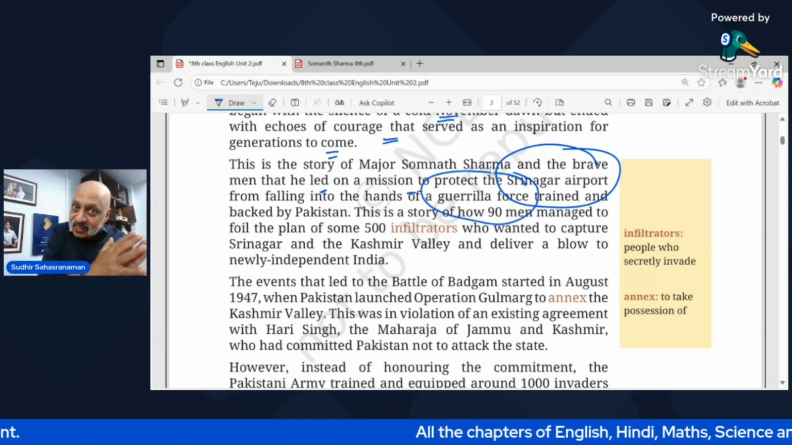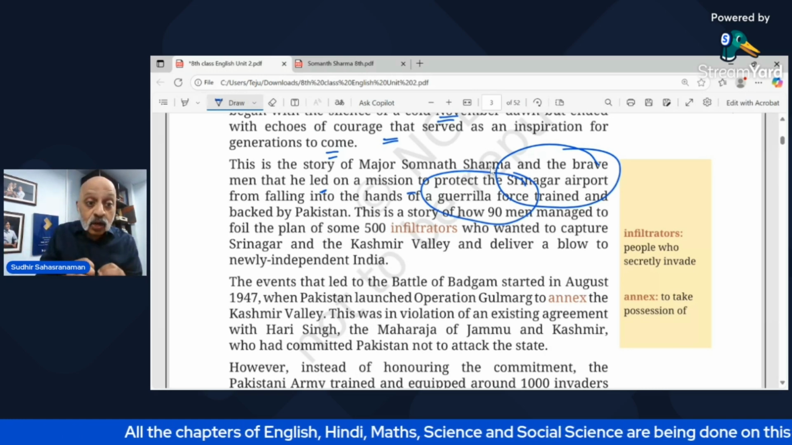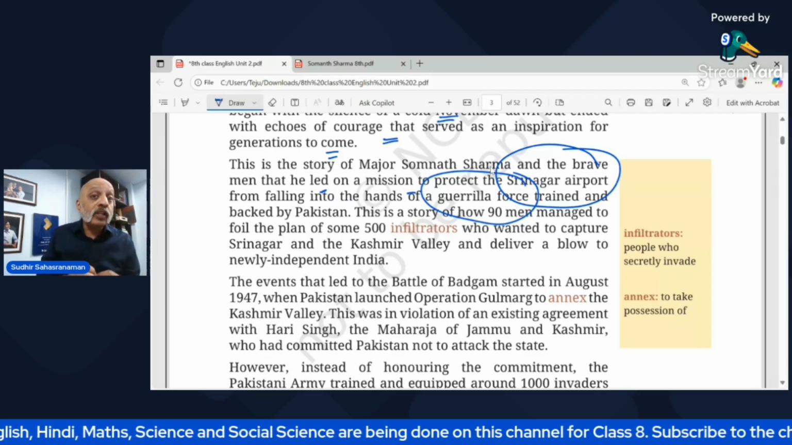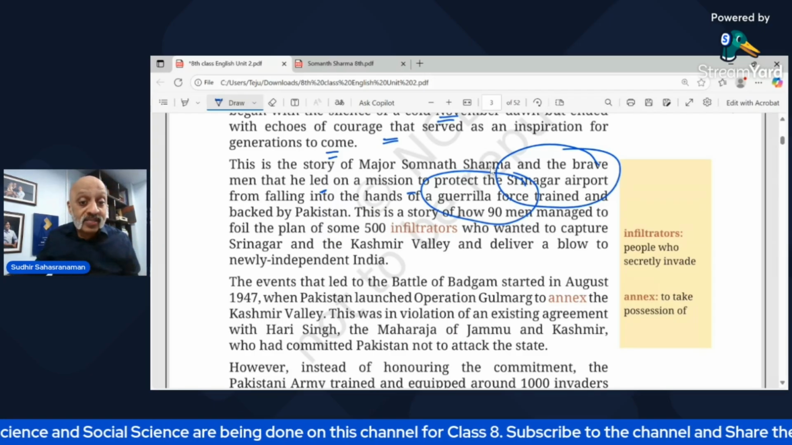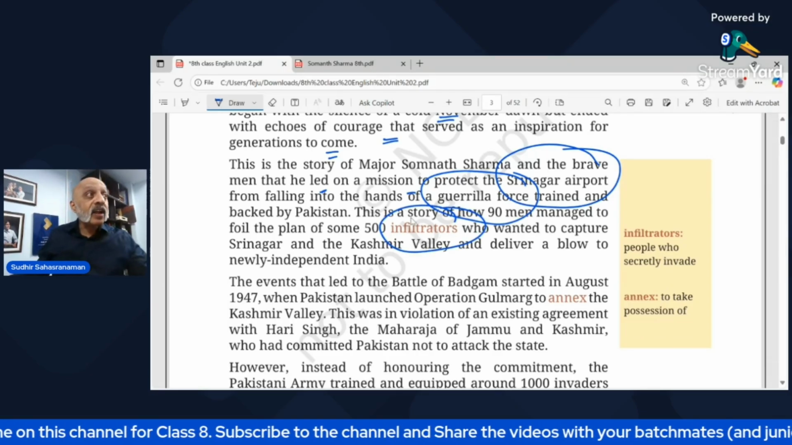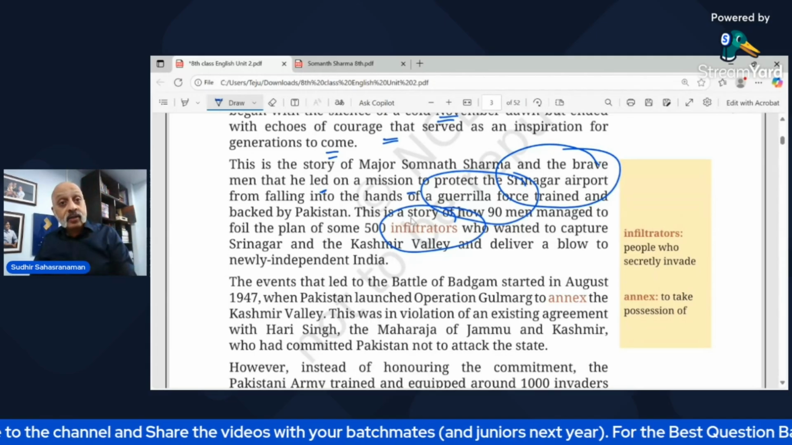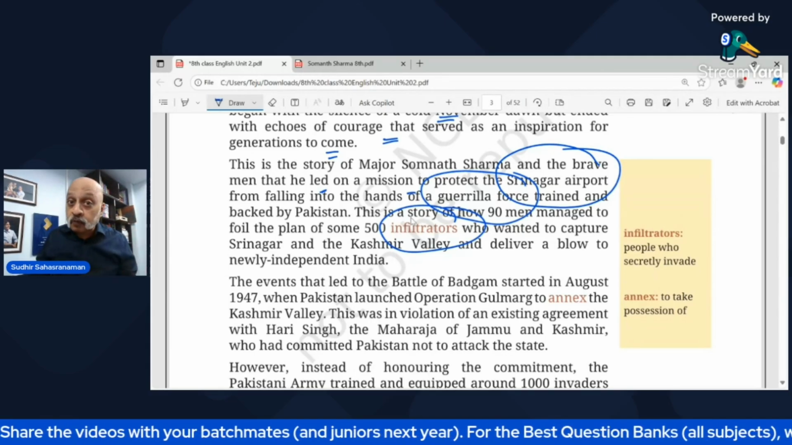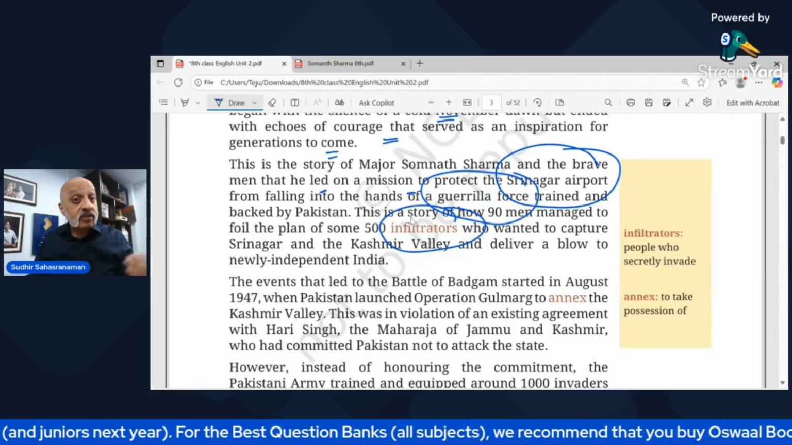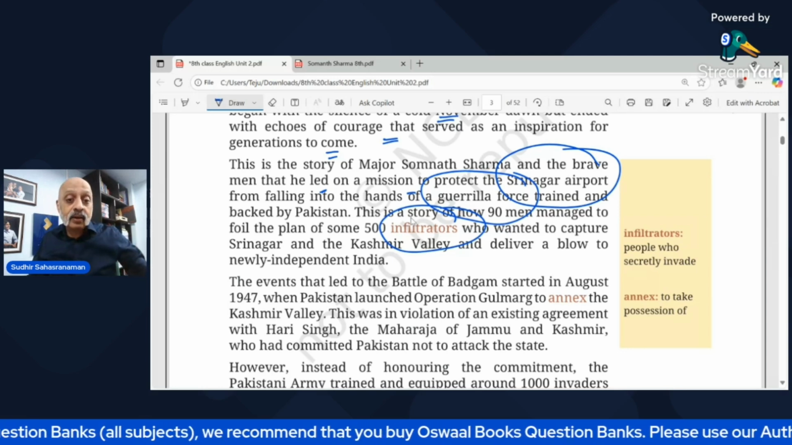So Pakistanis sent these guerrilla warfare people into Kashmir, 500 of them. 90 men from the Indian army managed to foil the plan of 500 infiltrators. What is infiltrators? Infiltrators, unfortunately, happens even today. Infiltrate means when you are crossing the border illegally to come into another territory, obviously without a passport, without a visa, right? So you manage to come from Pakistan to India. The problem of terrorism that still arises, that you cross the border illegally and enter India, right?